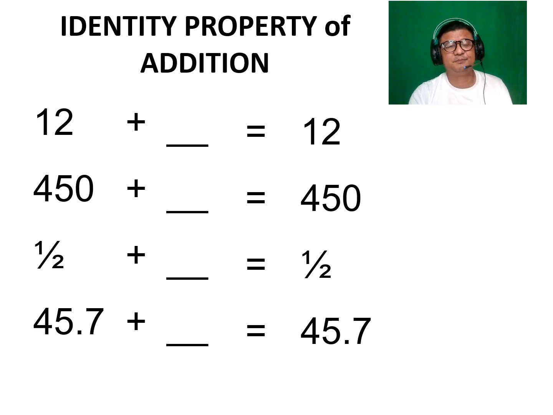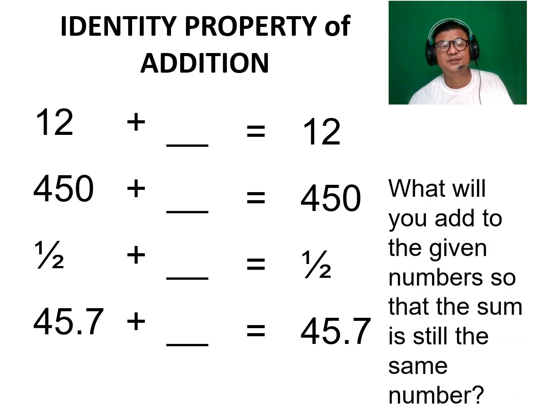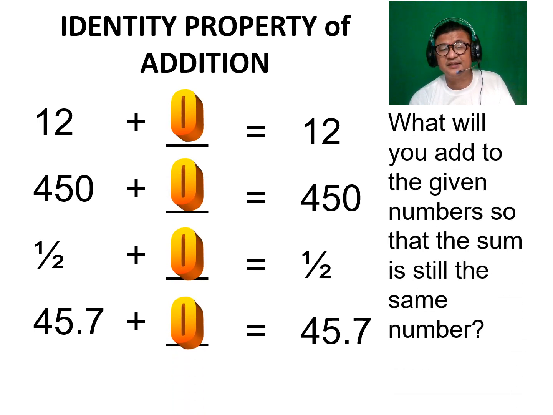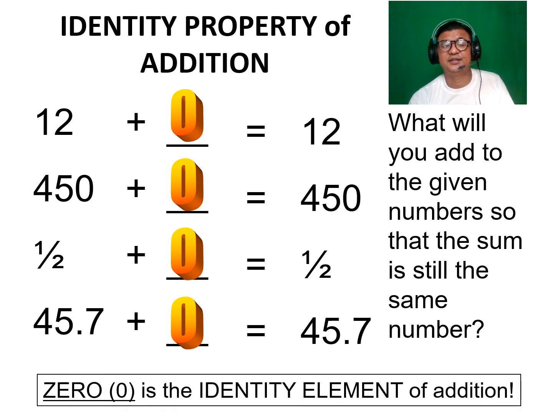All right, let's pause and then now the answers. Yes, what will you add? Definitely you just add nothing. All right. So what can you say? 0 is the identity property or identity element of addition. Just add 0, it's the same number.